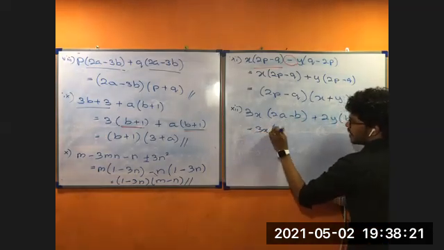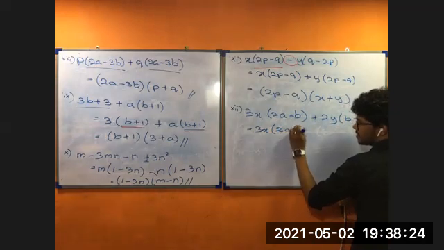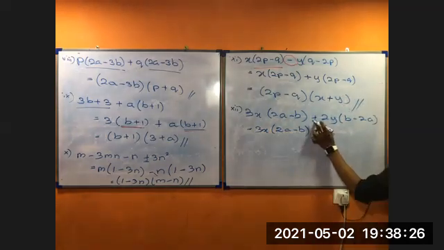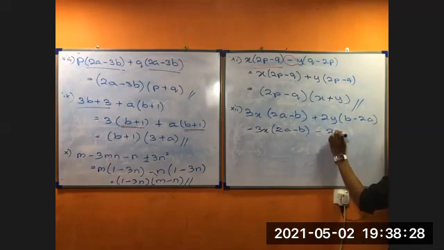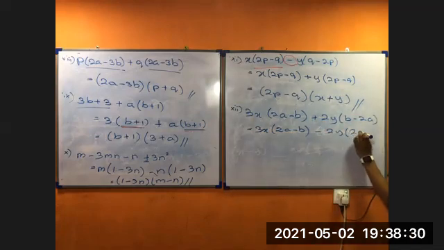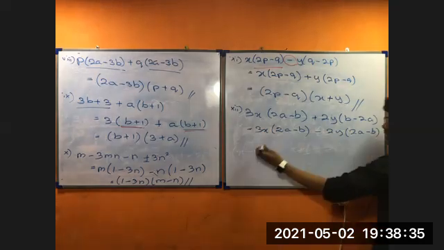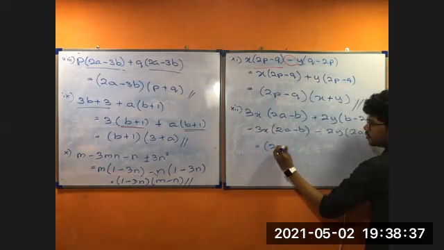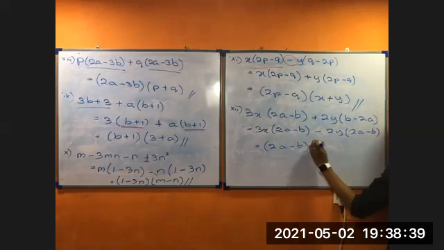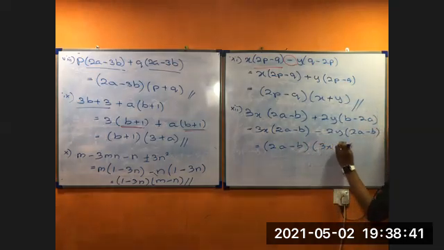3x, I will write this thing as it is, 2a minus b. Then I will make it negative. Why do I make it negative? Because I want to change it to 2a minus b, right? Then it is going to be the same. I'll take 2a minus b outside. So it is going to be 2a minus b and then 3x minus 2y.